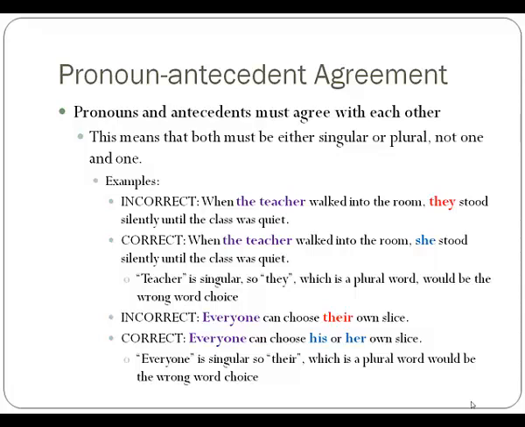And usually people use the male version, which is the his, as being the generic, but either one would be proper.